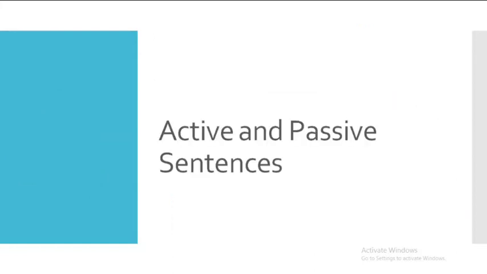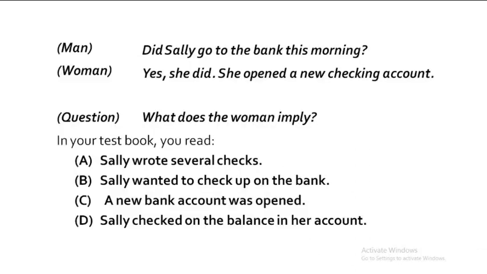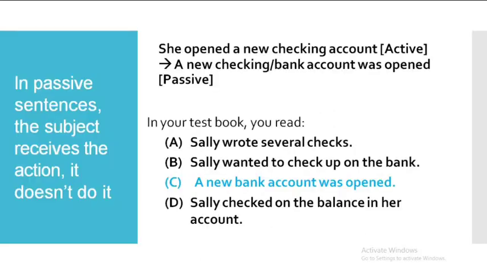Then, next is about active and passive sentence. Here is the example. The question is, what does the woman imply? The woman said about Sally who opened a new checking account. In passive sentence, the subject received the action, the subject doesn't do it. In the example, Sally opened a new checking account. It is an active sentence.